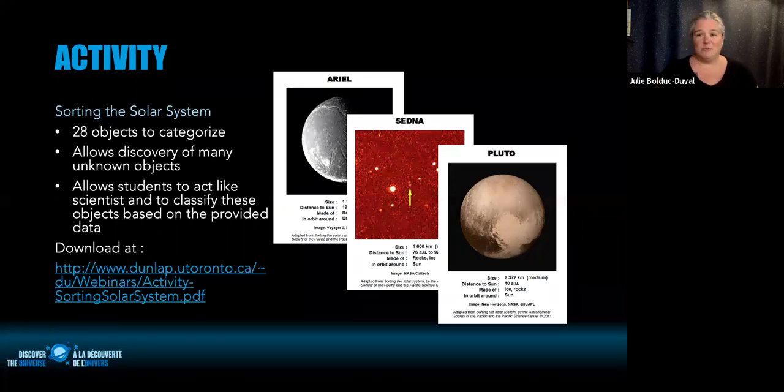The younger kids will probably sort them by color, by size, and then by what they orbit, and there are different ways to categorize it, and it's very rich. I've done it with young kids and older people, and there's a lot to be learned there, and just looking at all these objects is very interesting.